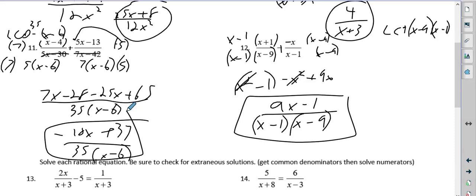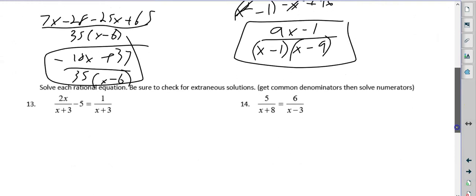Don't fall in the trap of starting to cancel stuff. We cannot cancel because of the binomials.